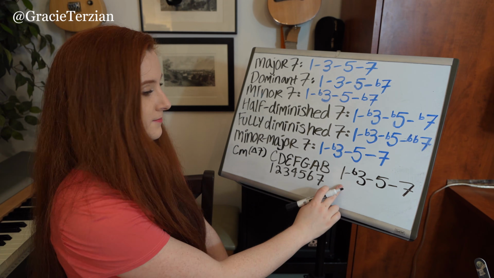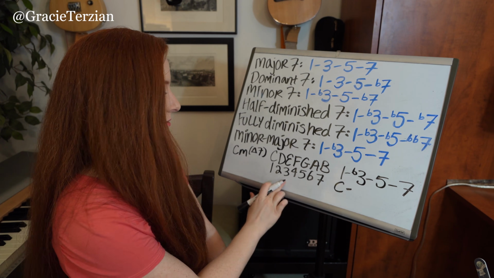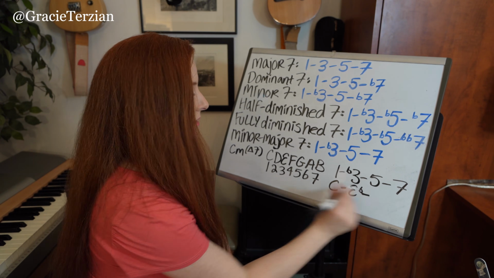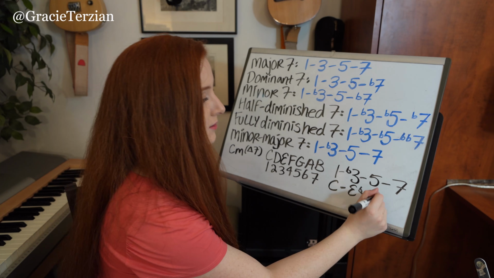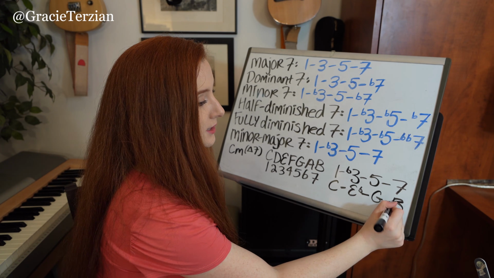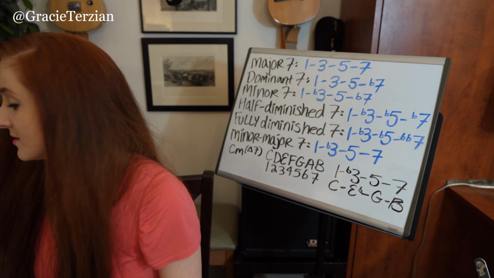So what's the 1? The 1 is C. What's the flat 3? Flat 3 is E flat, right? What is the 5? The 5 is G, right? And what's the 7? The 7 is B. All right, and there you have it. That is our C minor major 7 chord. So let's listen to it.